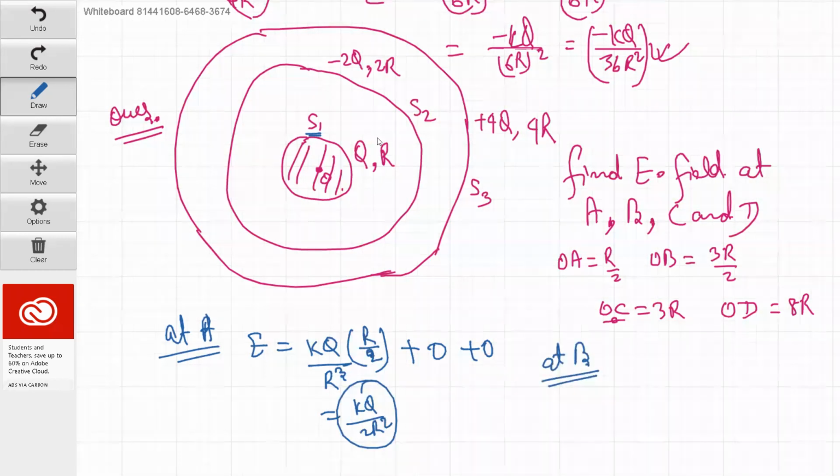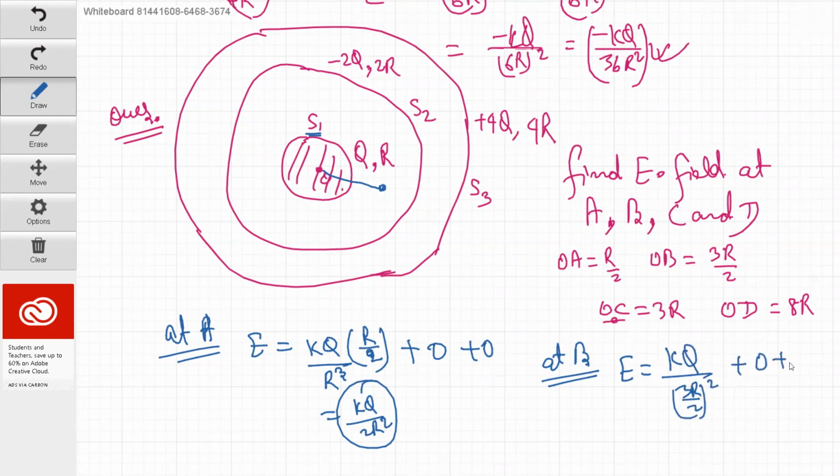At point B, if we talk, point B is in between these two spheres, isn't it? So for S1, point B is outside. So its electric field will be equal to KQ divided by 3R by 2 whole square. Is this okay? For S2, the electric field will be 0. For S3, the electric field will be 0. So that is equal to KQ divided by 9R square into 4. Is this okay? This is the electric field.